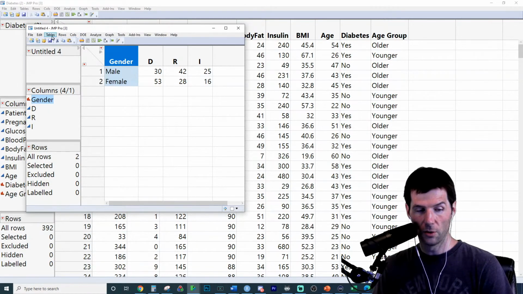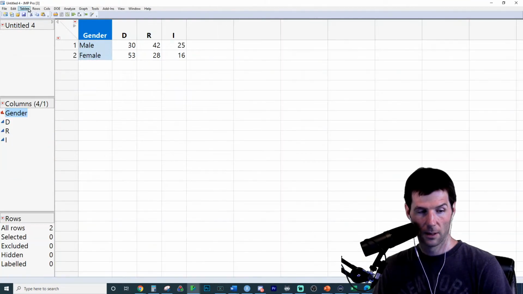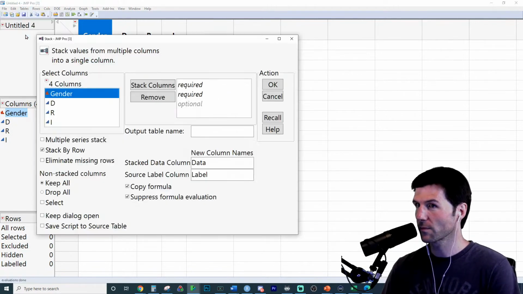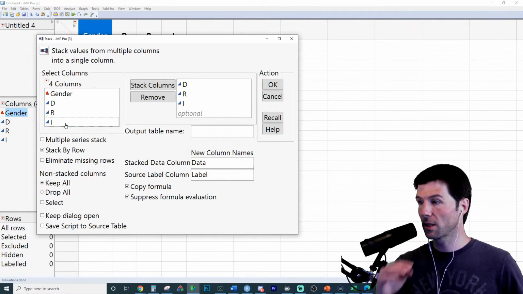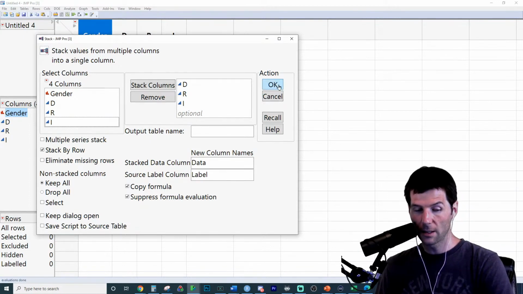Let's go here to Tables. And let's make it full screen so you can see a little better. Tables and go to Stack. And then we're going to double-click everyone that's blue to stack them on top of each other. It's just going to take them and stack them on top of each other. And look at what we get.